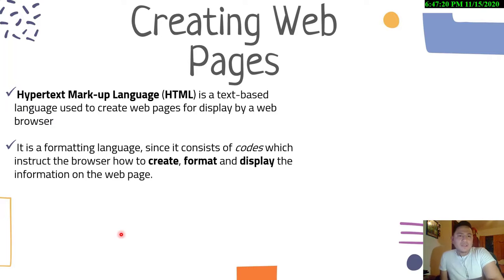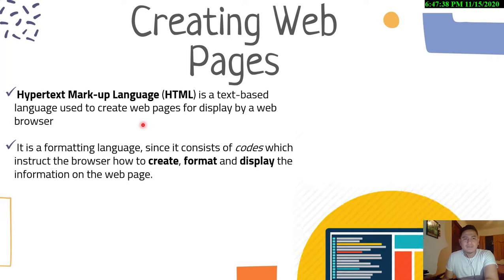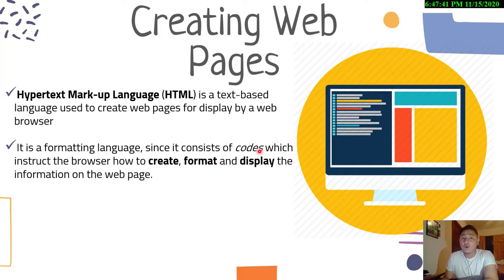Okay, so now creating a web page. Creating a web page can happen through the use of hypertext markup language, known as HTML, which is a text-based language used to create web pages for display by a web browser. So it is basically the formatting language, since it consists of codes which instruct the browser how to create, format, and display its content. The data to be displayed on these pages is written as plain text and formatting codes, and they appear to mark up the data, hence it's called hypertext markup language.